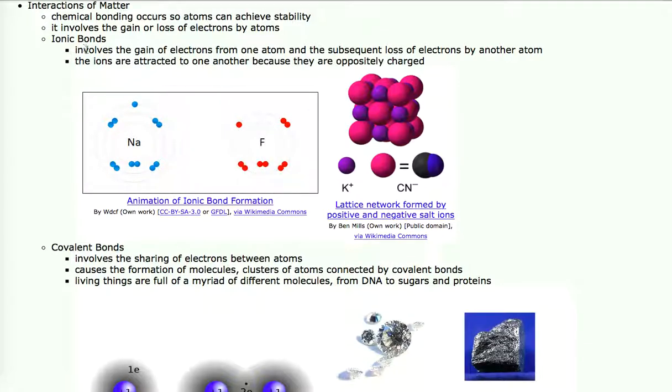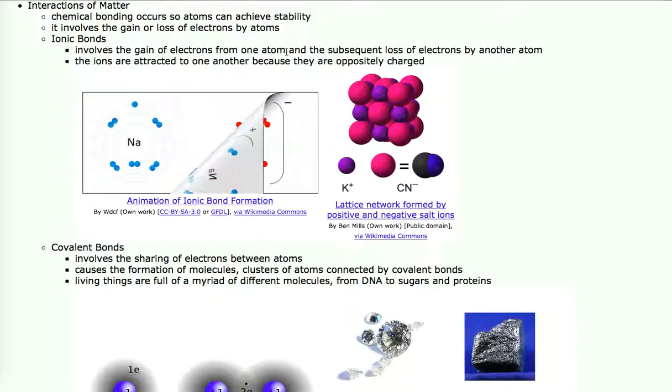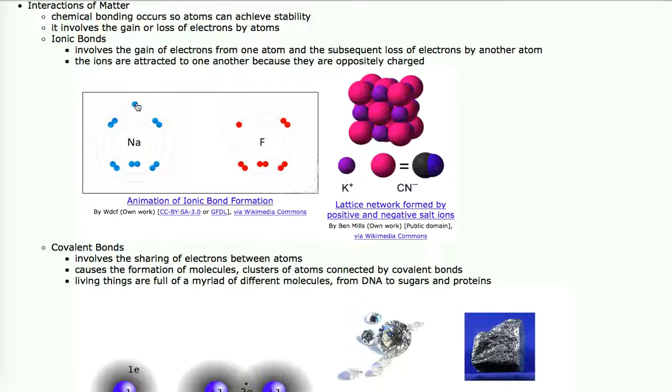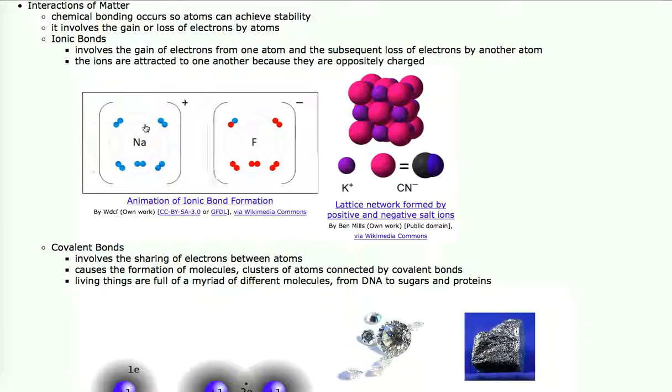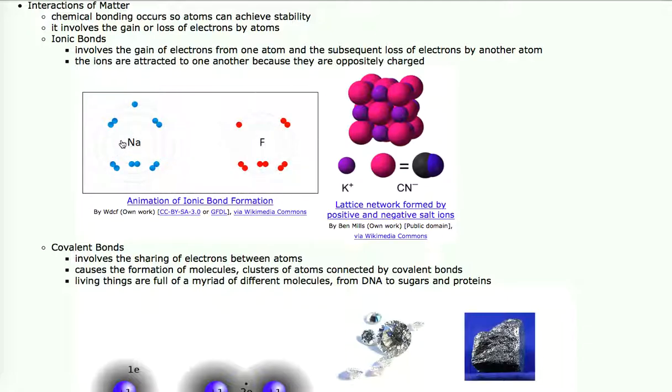Ionic bonds are where one atom steals electrons from another atom, and as a result, the two atoms have opposite charge, and then they're stuck together forever because of the opposite charge. For example, sodium has an unlucky number of electrons, so when it comes into contact with fluorine, which also has an unlucky number of electrons, fluorine steals this extra electron from sodium. That gives fluorine a perfect number of electrons in its outer shell. Sodium has a perfect number. Both atoms are happy, but because they are oppositely charged, they're stuck together.